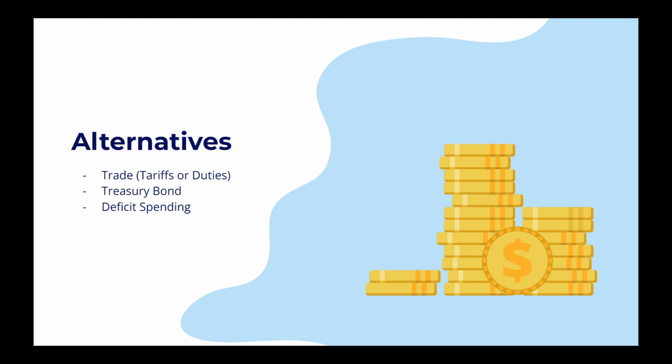There are also other methods, including treasury bonds and deficit spending, which aren't that important but are good for you to understand.